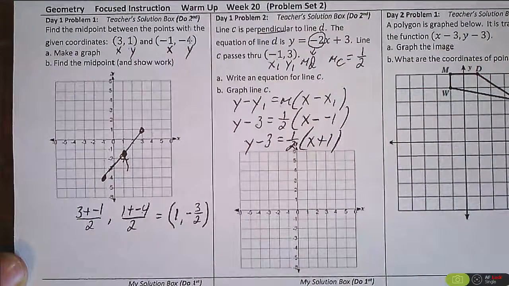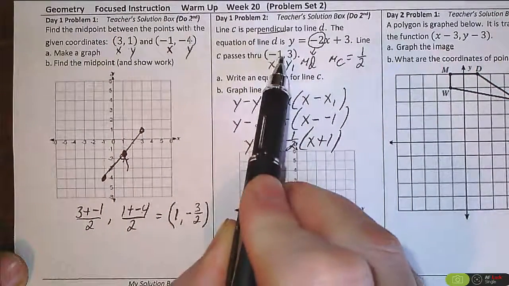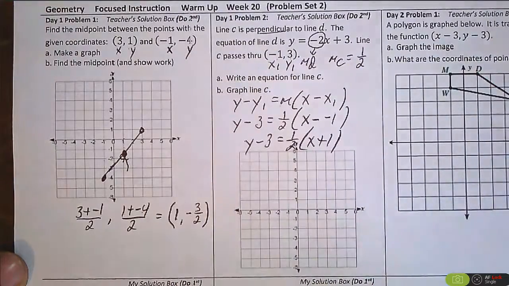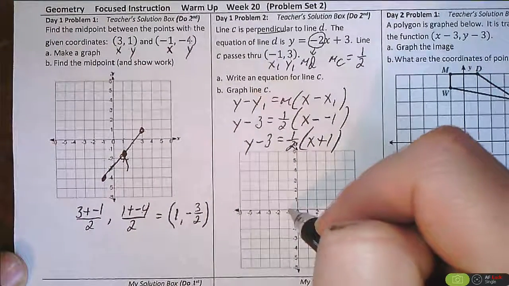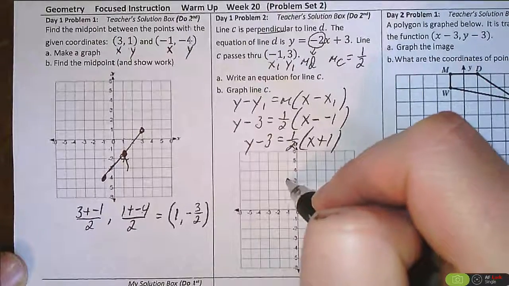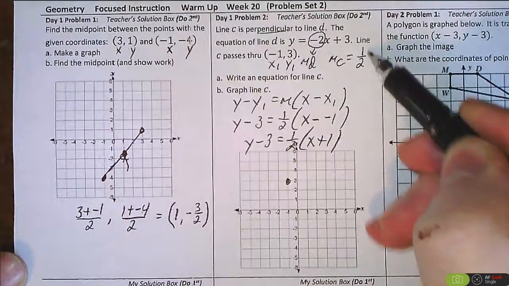Now in question B, we're asked to graph line C. To graph a line, you need a point and the slope, and we have both of those pieces of information. So our point is (-1, 3), left 1, up 3. And now our slope is 1/2.